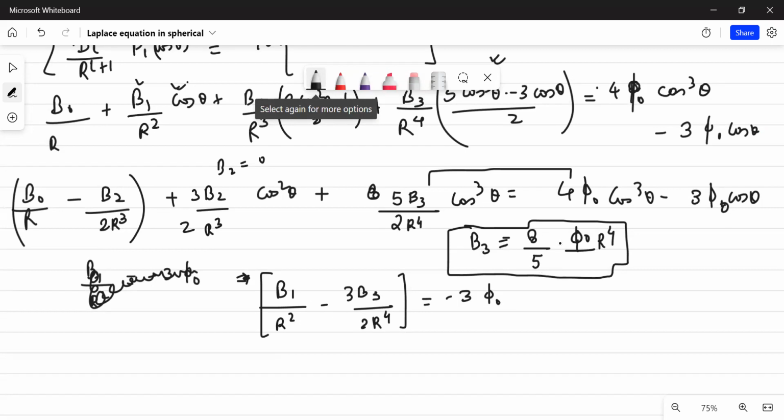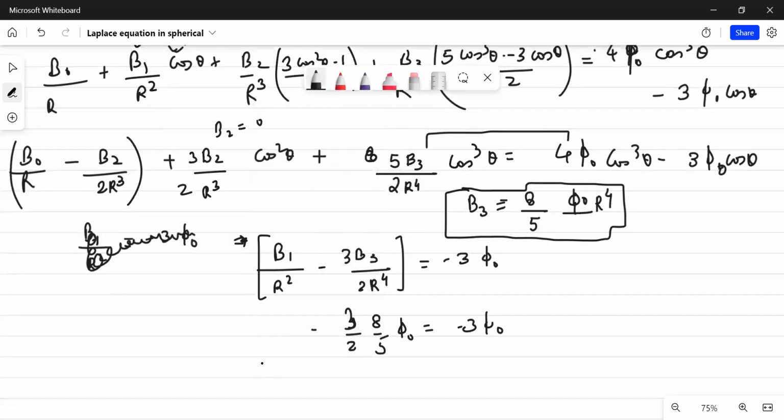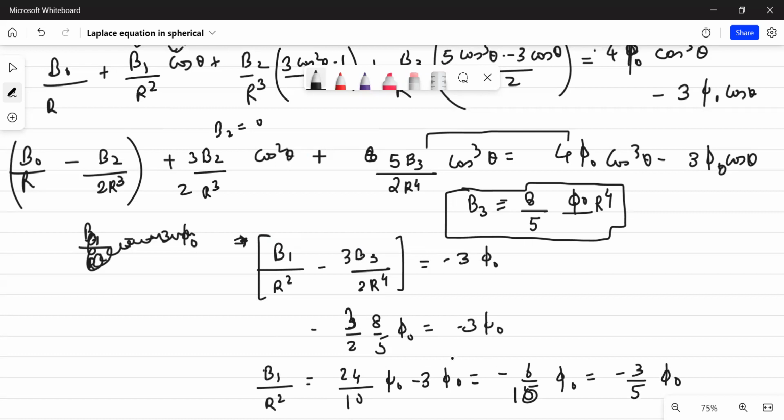B3 upon r raised to power 4 is 8 by 5 phi naught. So I'll write 8 by 5 phi naught here, is minus 3 phi naught. So what you will do is take this there. So you'll get, I think, B1 upon r square is, I can write as 24 upon 10 phi naught minus 3 phi naught. This is minus 6 by 10, I think. So I can write it as minus 3 by 5 phi naught. And overall, I'll find that my B1 is nothing but minus 3 by 5 phi naught r.